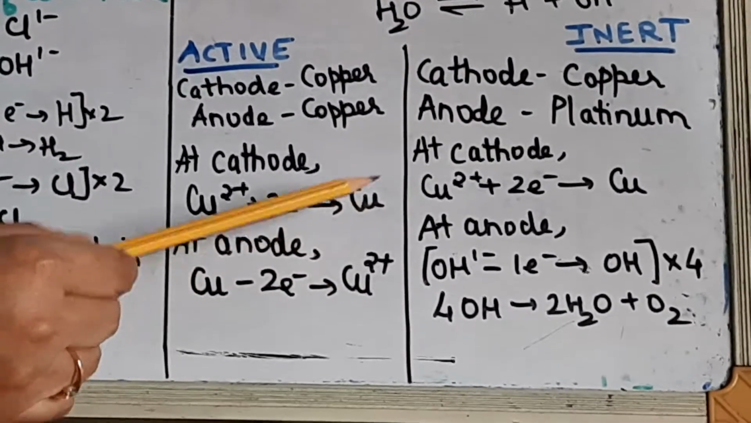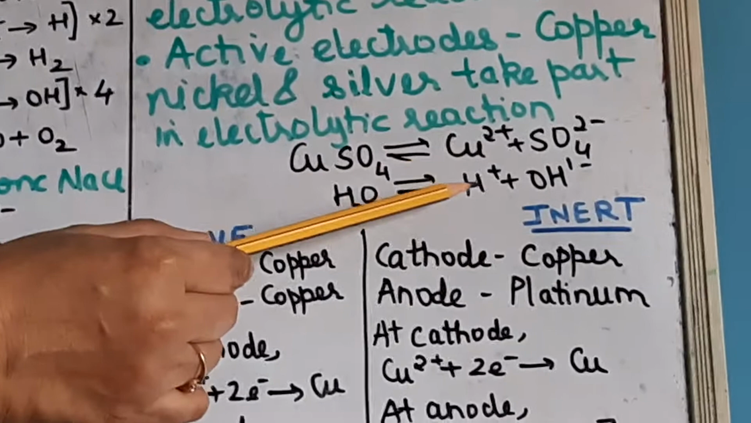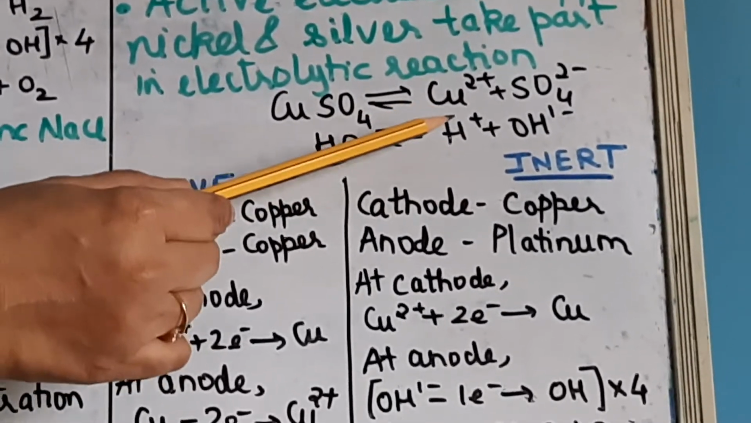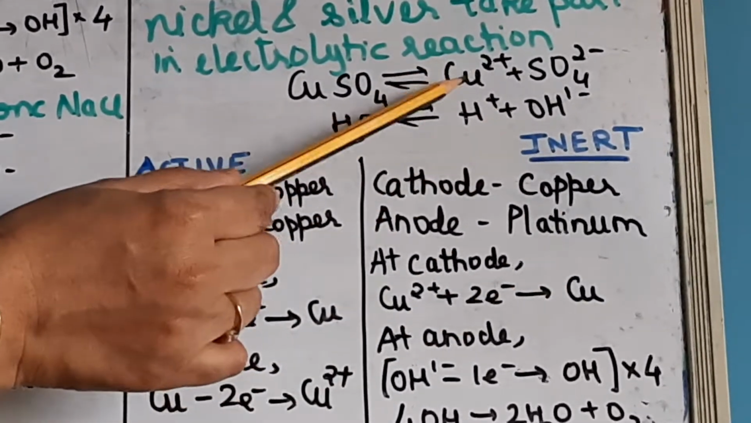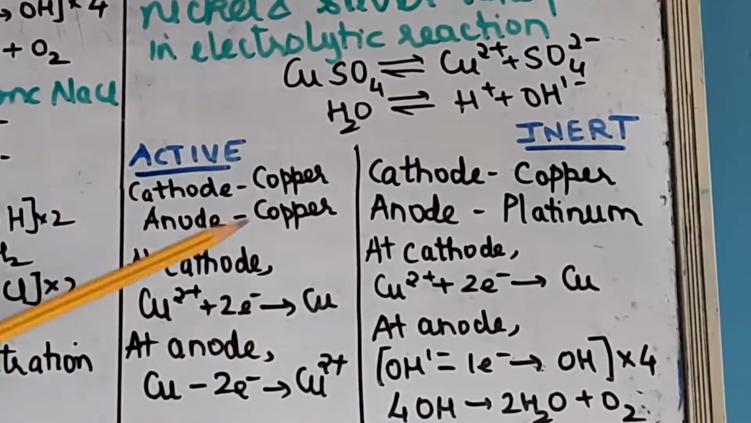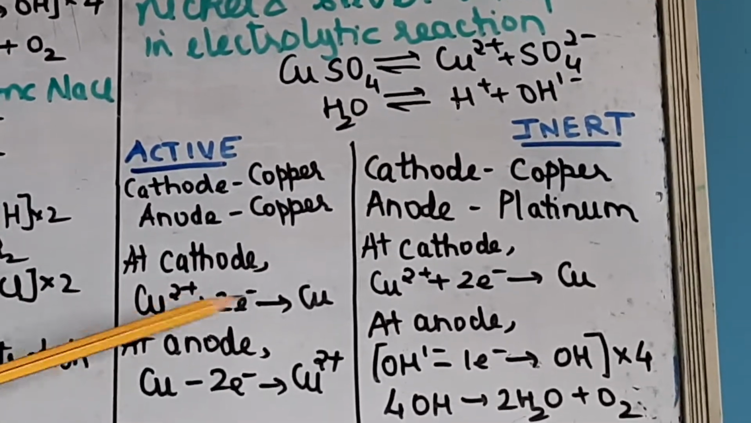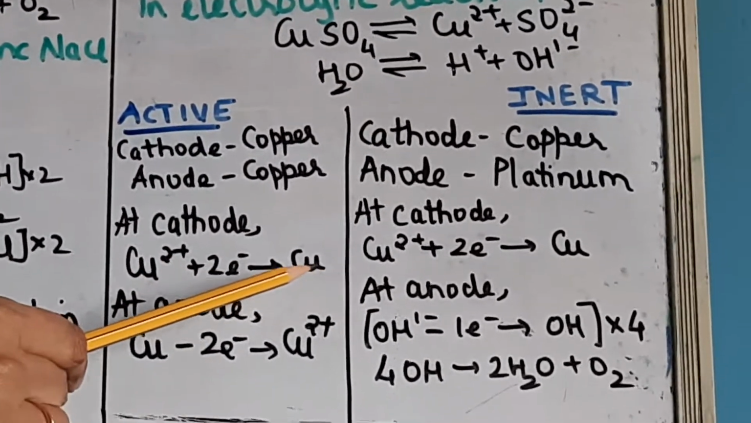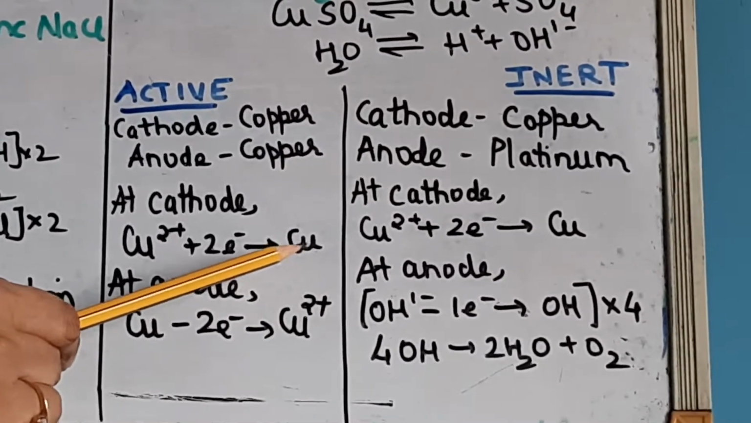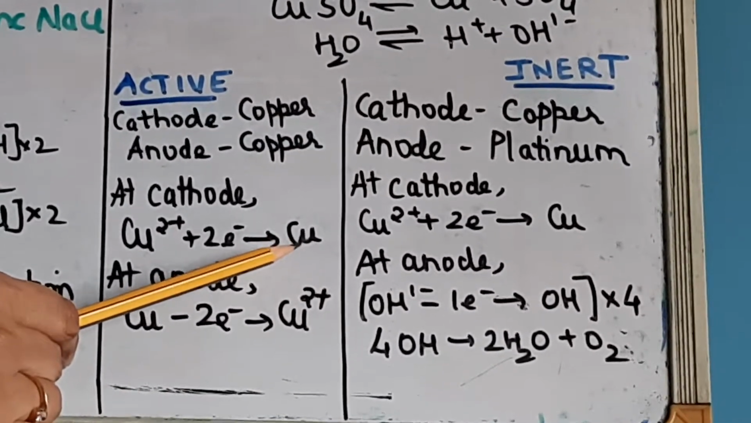Okay, is it clear? So competition between Cu2 plus and H plus, which is going to win the competition? Selective discharge, copper ions. Yes, very good. So at cathode, you are getting copper. So observation here will be what? Brownish pink or reddish pink, you can write, deposits of metallic copper at the cathode.